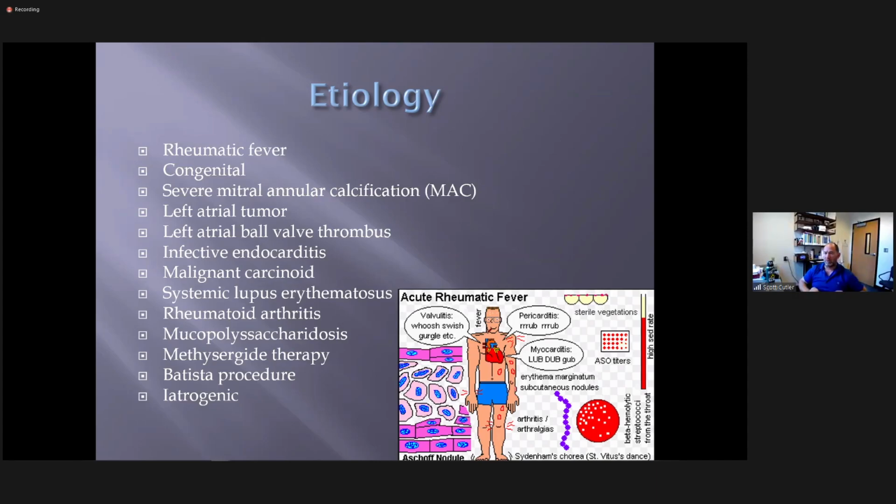Systemic lupus erythematosus, which is an autoimmune disease. Rheumatoid arthritis, mucopolysaccharidosis. I can't speak today, sorry. And then this methysergide, I can't pronounce that either.